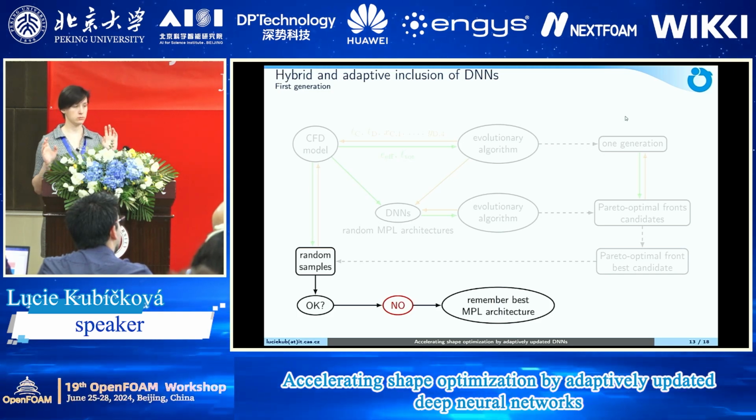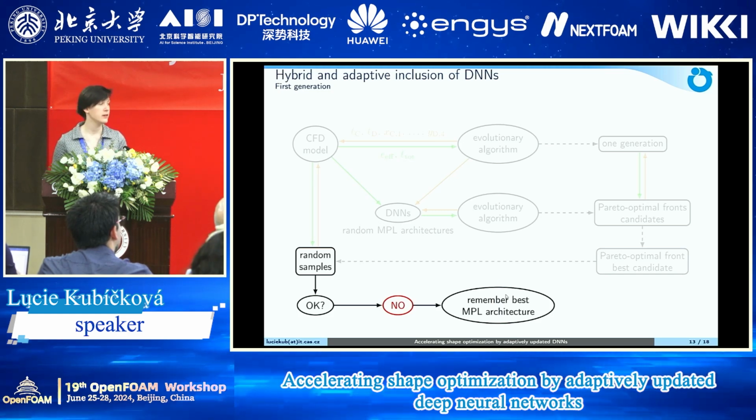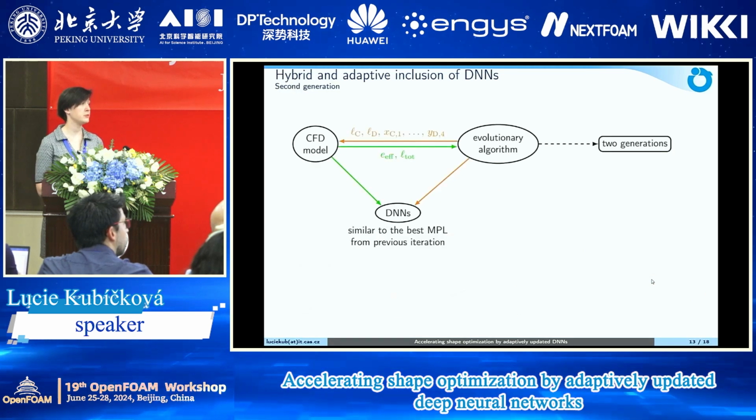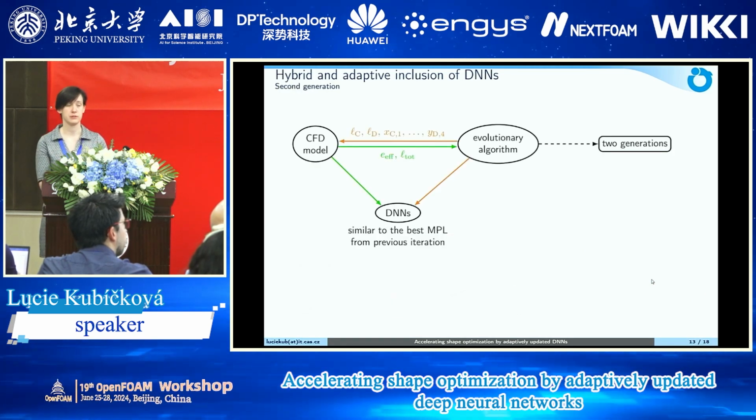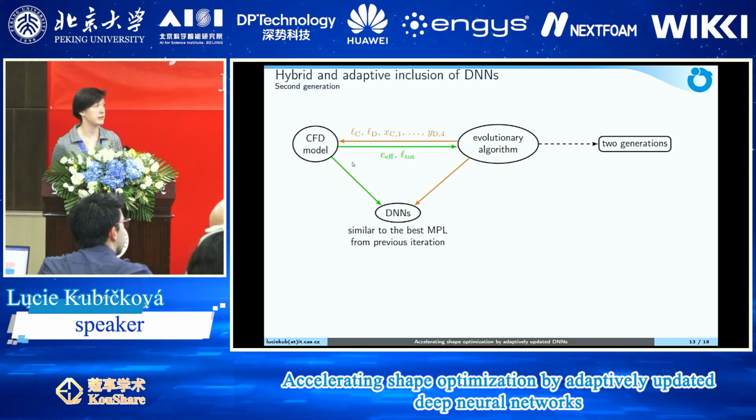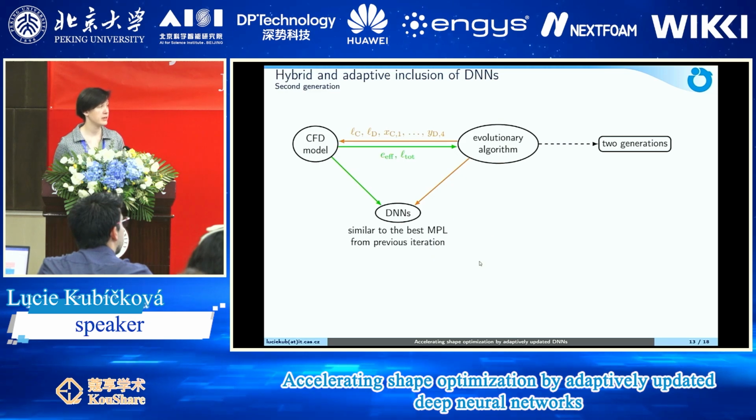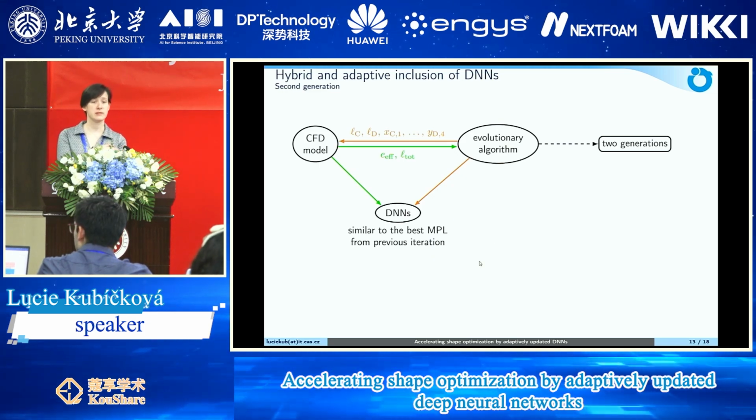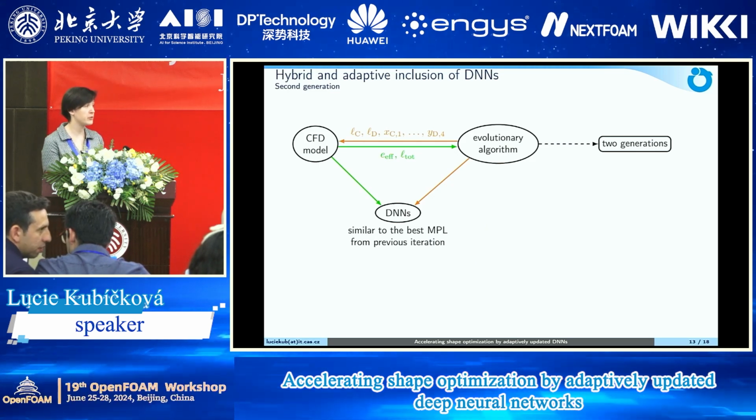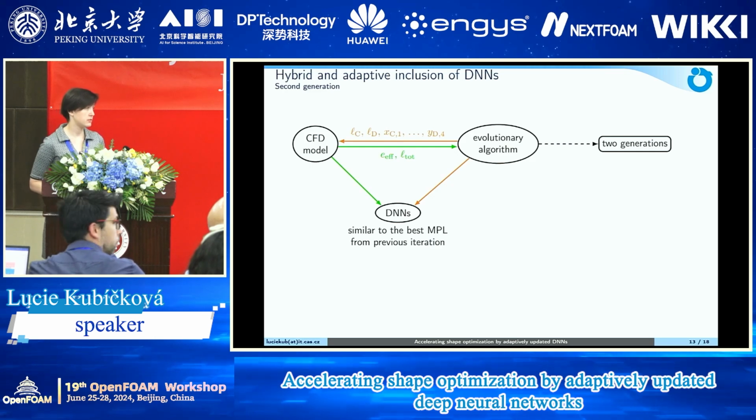But what we can do is remember the architecture of the MPL that gave us the best candidate. And why is it important? Well, we can use it in the second iteration. We can let the evolutionary algorithm with CFD run for more generations, and then these random neural networks can be made still random, but similar to the best MPL that we found before. Yes, so they are random, but there's less variation. And well, then it's still the same.